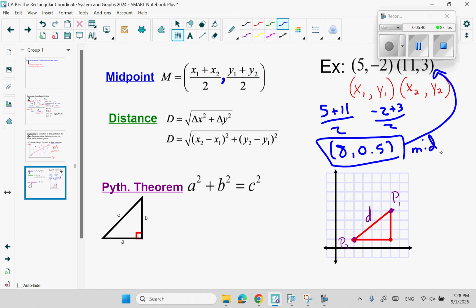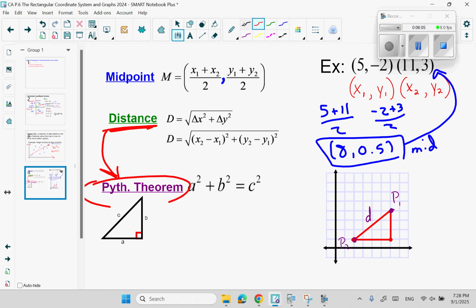Distance formula, we get the distance equals the square root of delta x squared plus delta y squared, delta just being change in, so you can also conceptually see it as x2 minus x1 quantity squared plus y2 minus y1 quantity squared. And the thing about the distance formula is that, technically speaking, it's an application of the Pythagorean theorem.